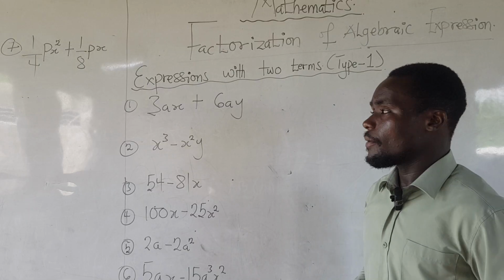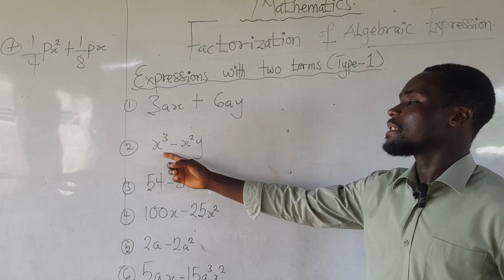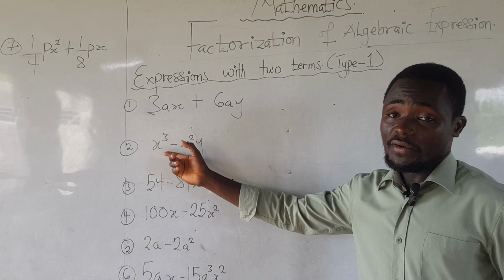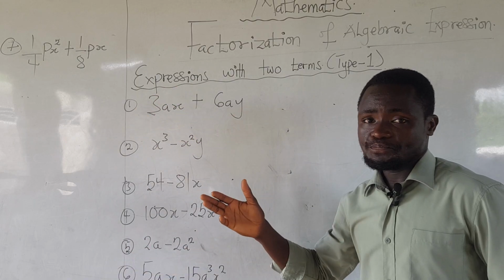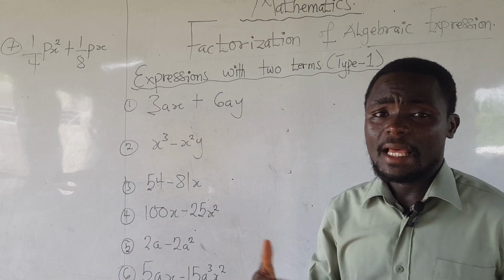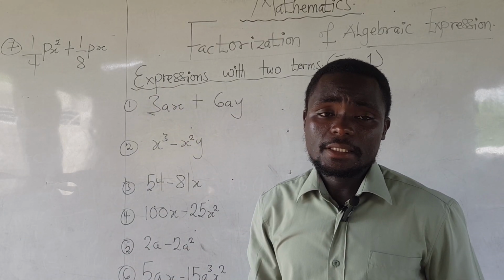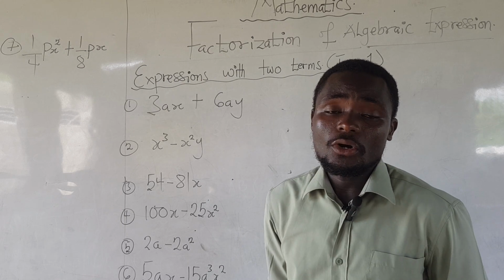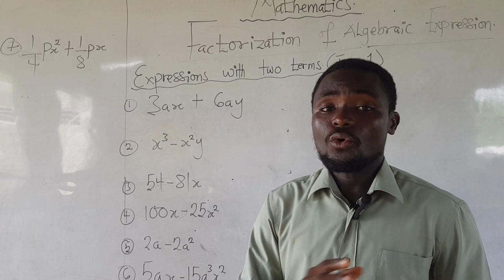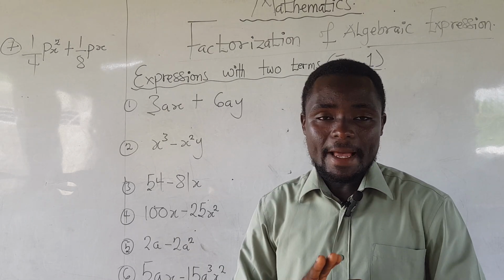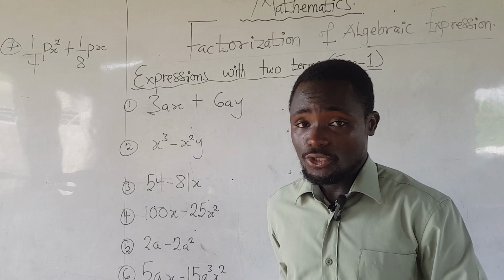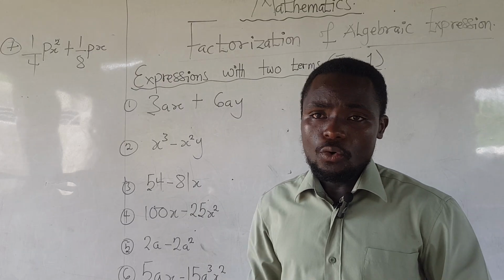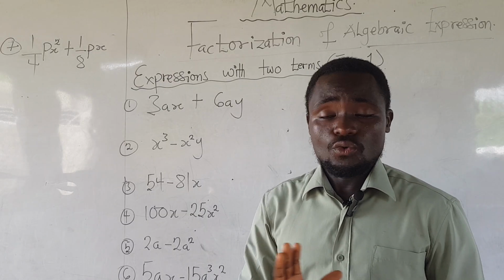Two terms. So we are going to look at how to factorize this and the others throughout. Remember, I told you that this is type 1 factorization, and this process involves only two terms. We can only apply this method when the expression involves what? Two terms.